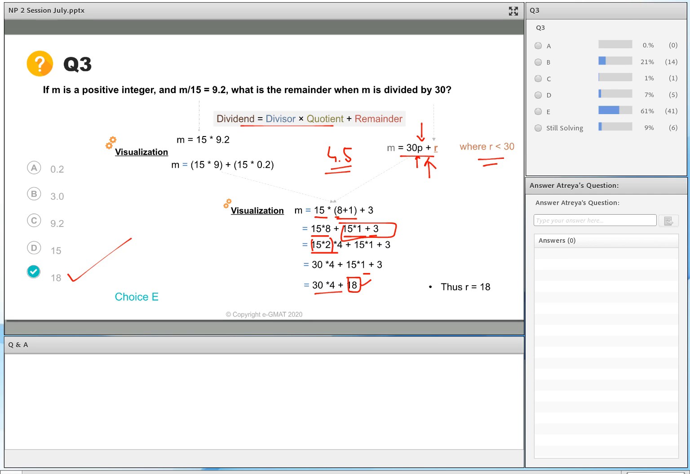Explain the last part. I'll do it again very quickly. I have 15 times 9 plus 3, right? So 15 times 9 I need to convert into a 30. How do I convert 15 into 30? I need a 2. I need an even number for that. So I write 9 in terms of 8 plus 1. When I do that, I get 15 times 1 and 3, and then I have 15 times 8. Now 15 times 8 can be written in the form of 30p. 15 times 1 is 15 plus 3 is equal to 18. So this entire equation can be written in the form of 30p plus r. R is less than 30. That is the answer directly. We can mark that out. I hope it's clear to you, right?